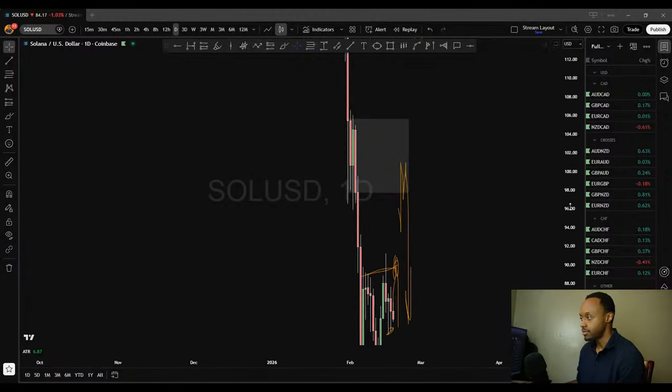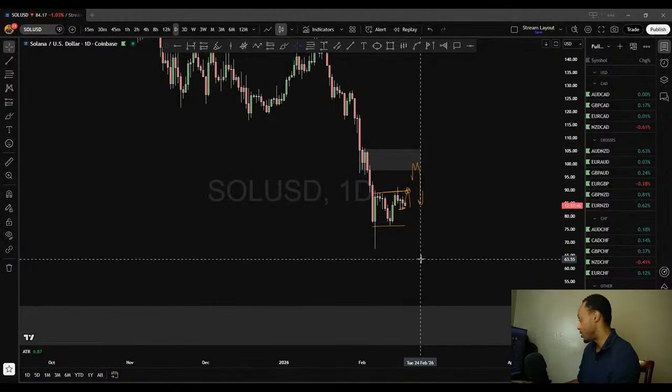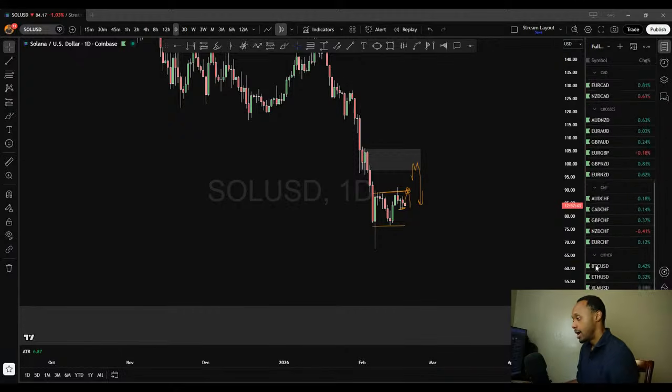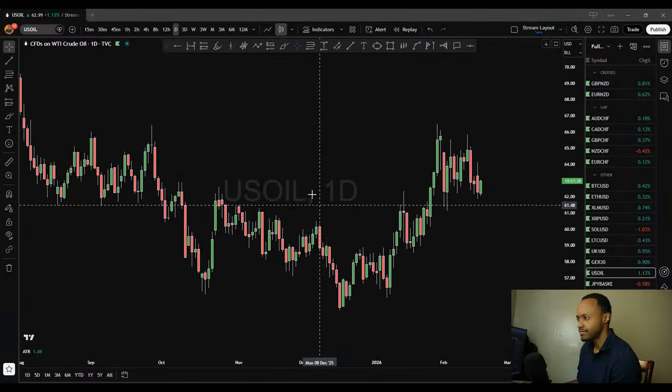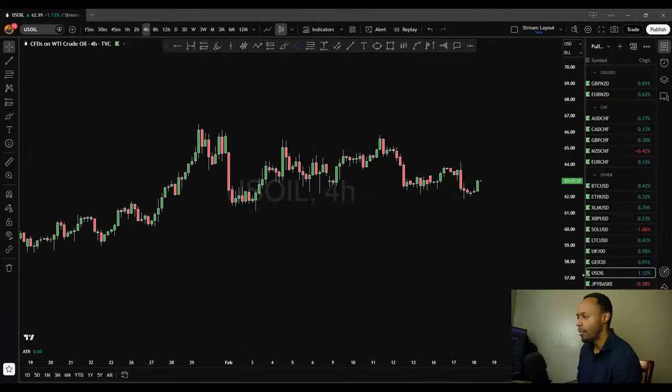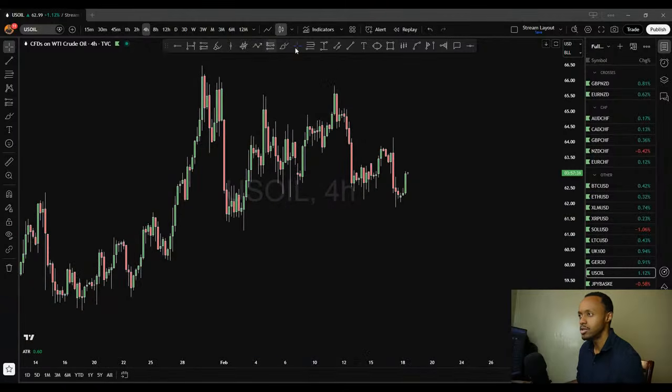So yeah, Solana is still looking very bearish. I would only be looking to short. Someone mentioned oil longs. I don't mind oil longs, but I would look for a slightly deeper move before engaging.